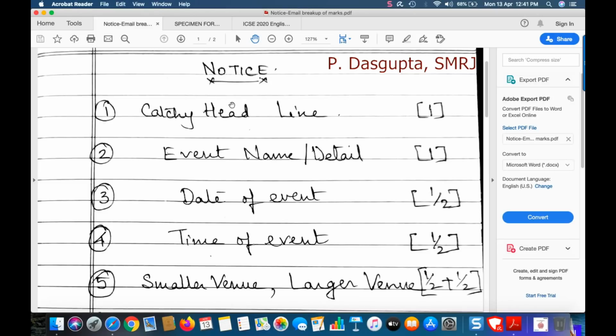So a catchy headline is important. It will be brief, short, to the point and catchy. And this should be in capital letters.